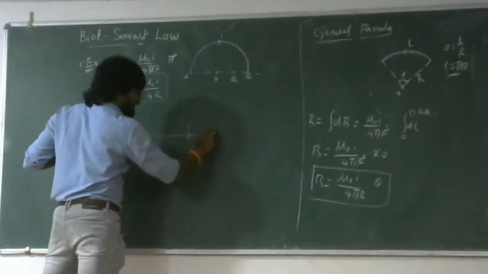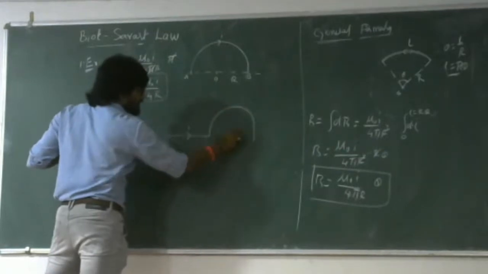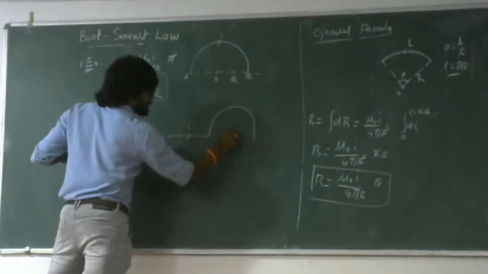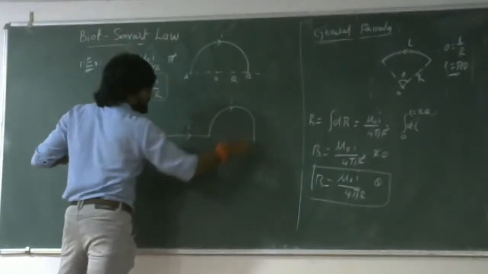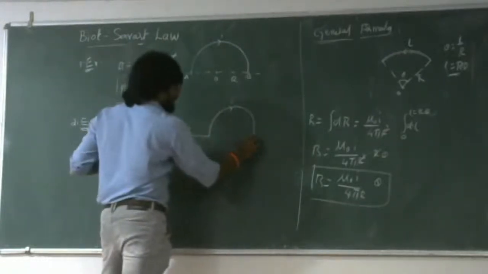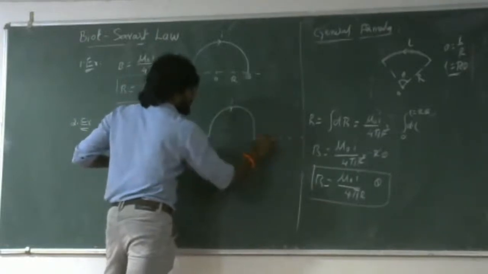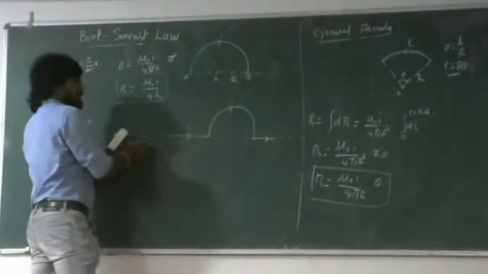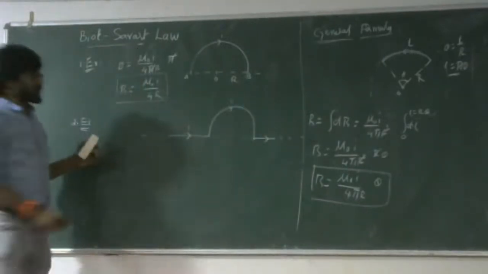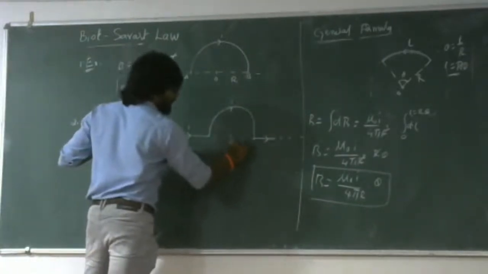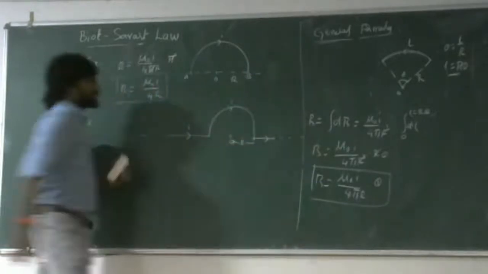At this end, it is connected to a semicircular current carrying conductor, and it stops here. Or you can consider that it is again going to infinity. This is one more semi-infinite conductor. This is one semi-infinite, this is semicircular, this is semi-infinite again. This is center O and this is the radius of the circle. So, what is the total magnetic field at O?